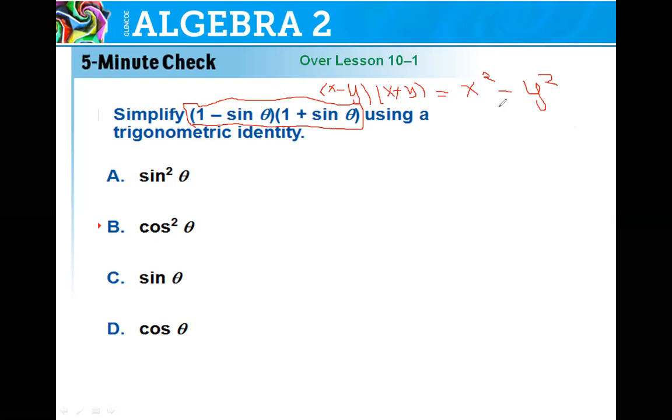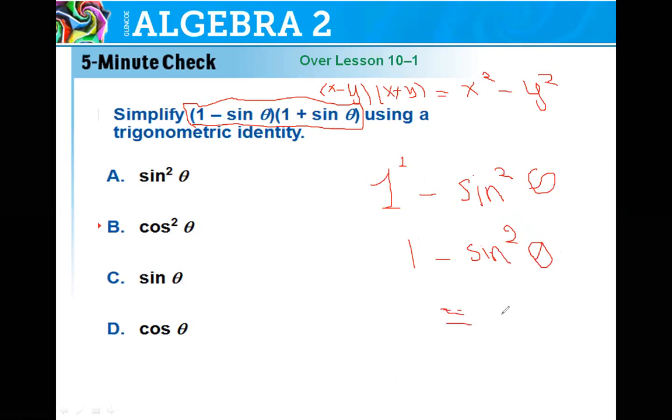Okay, so it means difference of two squares. So x squared minus y squared, we can expand it into x minus y multiplied by x plus y. So as the same, we use this rule here. So the result will be 1 squared, which is equal to 1, minus sine squared theta. So the result will be 1 minus sine squared theta, which is equal to what?